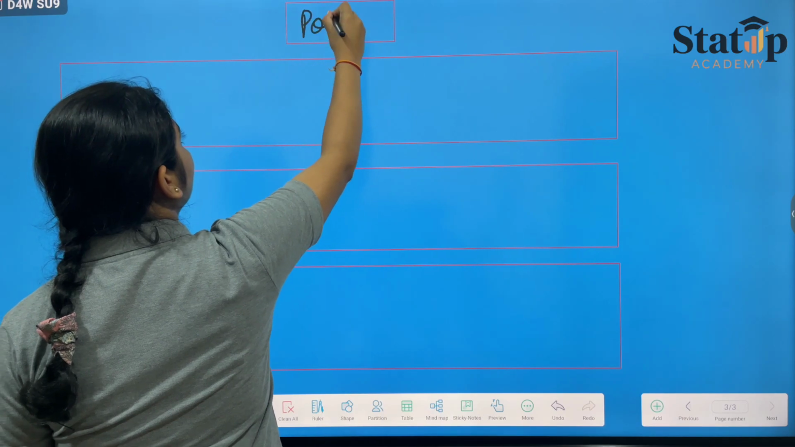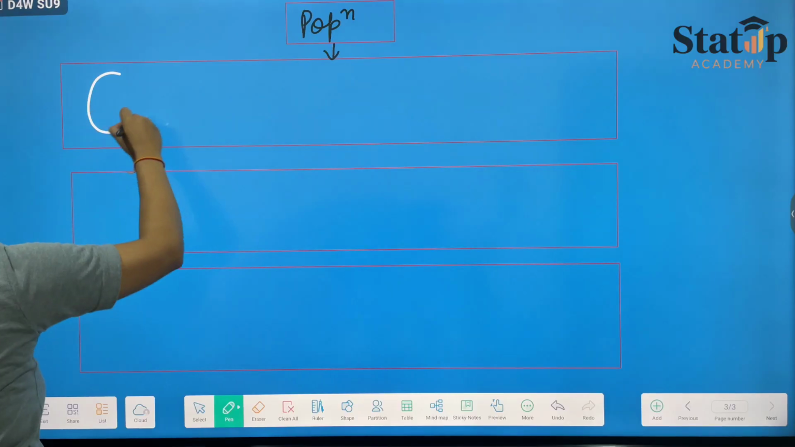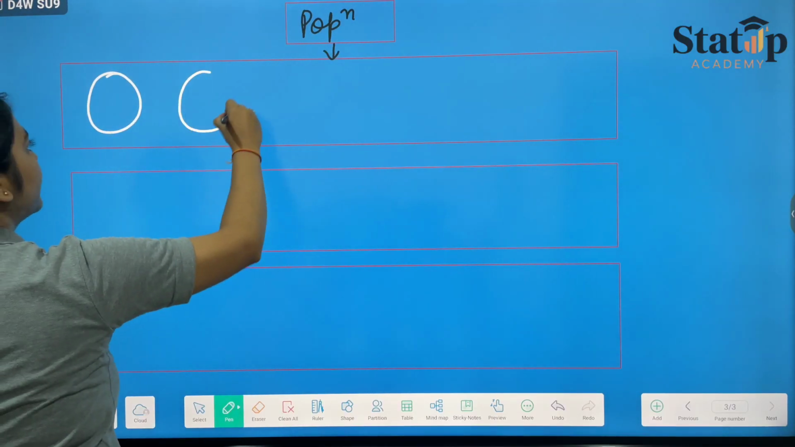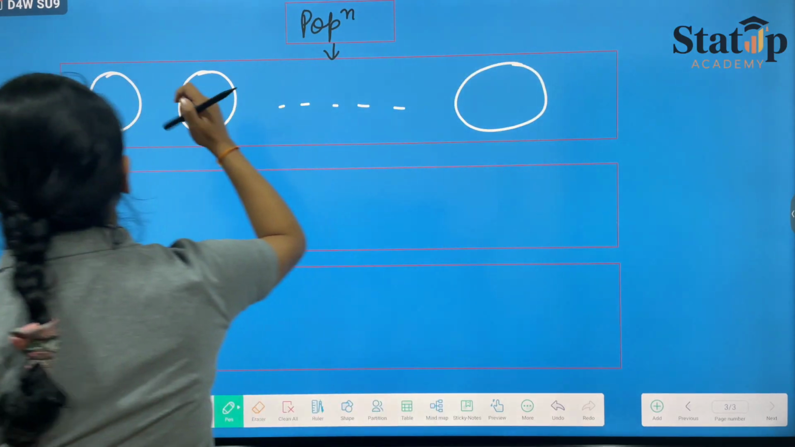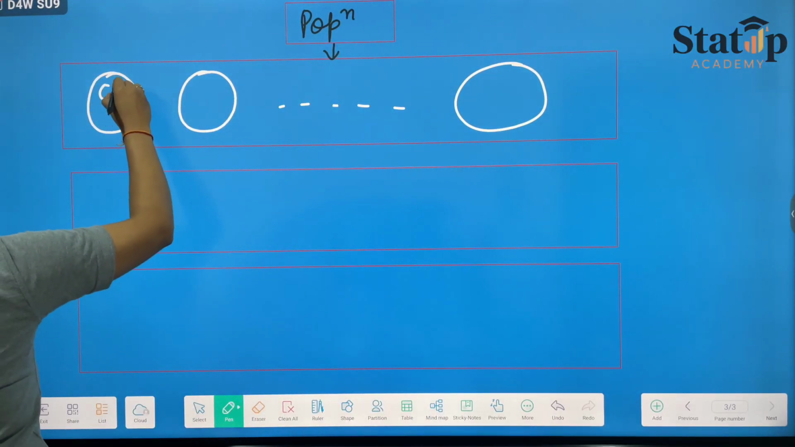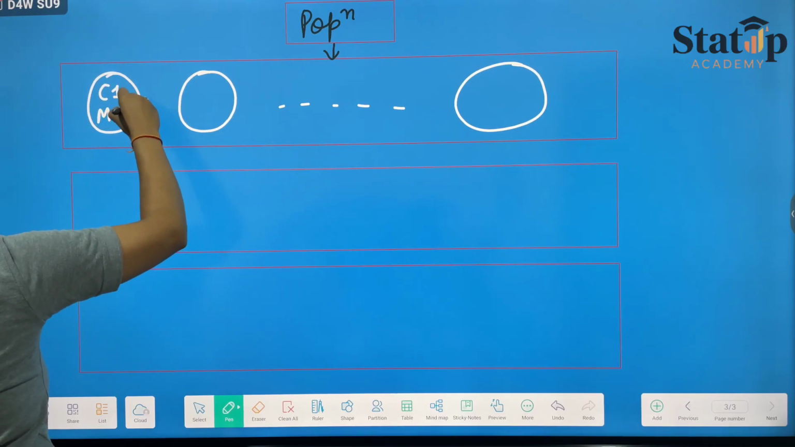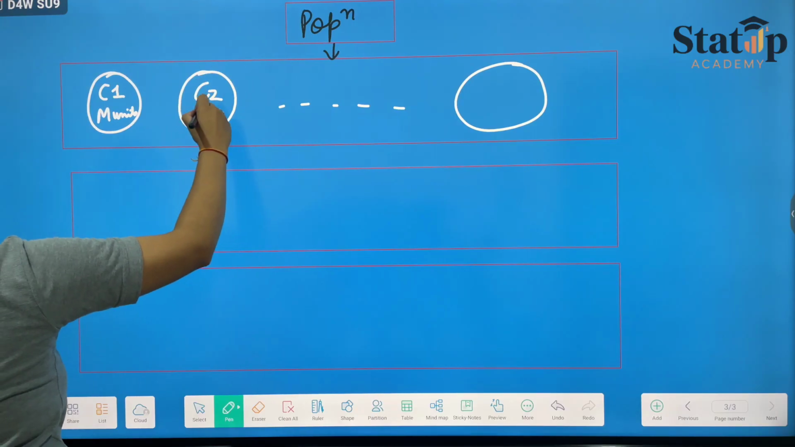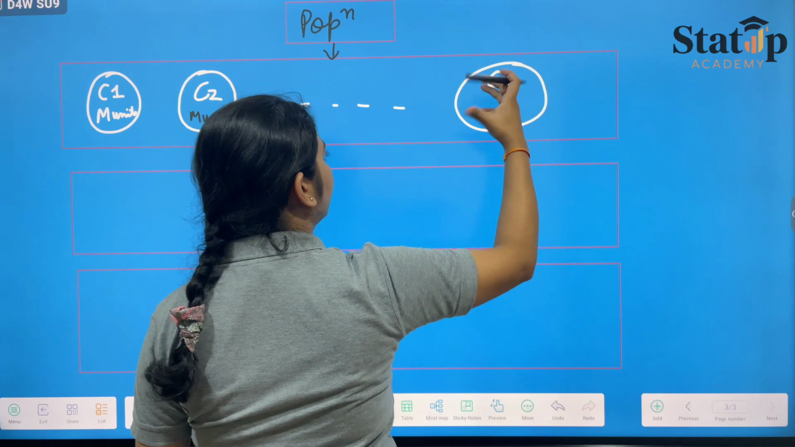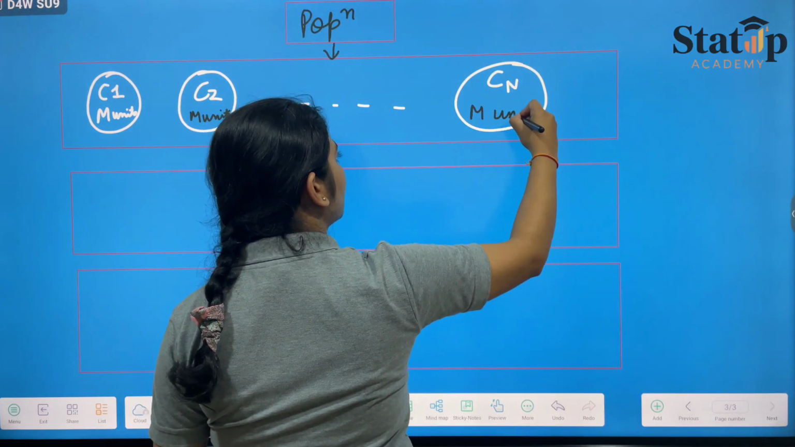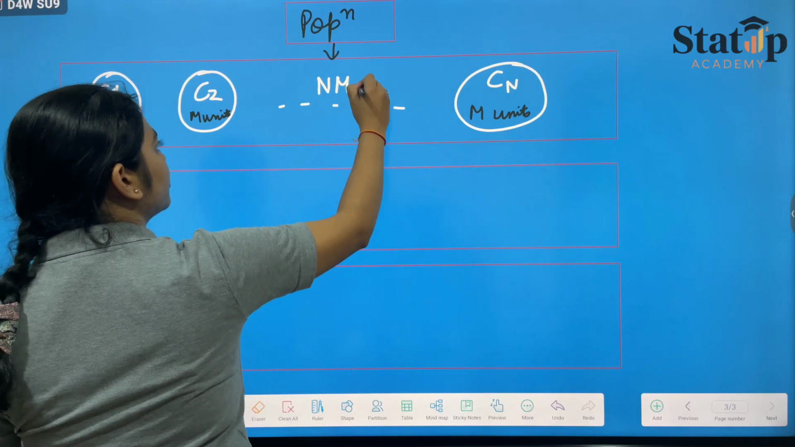Here we have been given the population. The population consists of capital N clusters. This is cluster 1 with M units. This is cluster 2 again with M units, and this is cluster capital N again with M units. So the total number of units here is N into M units.